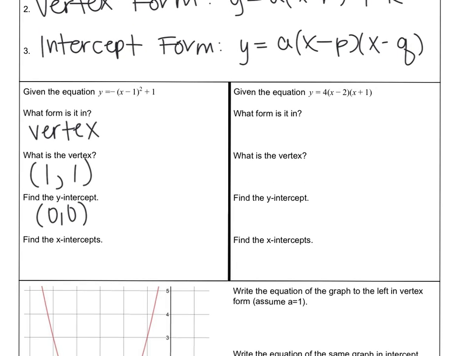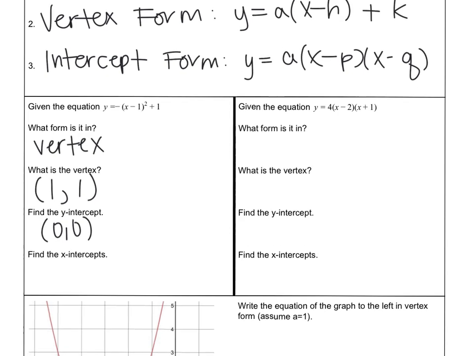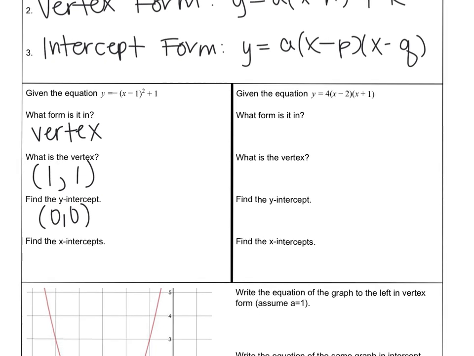Okay. Next, we want to know the x-intercepts. So one of them is pretty obvious. We have an x-intercept at 2, 0. But we also have a second x-intercept, and that is also at 0, 0. So 0, 0 is not only a y-intercept, but it is also an x-intercept because it's the origin.